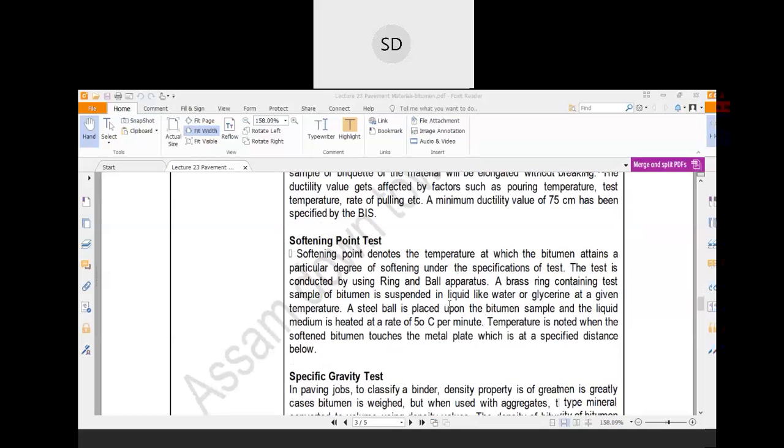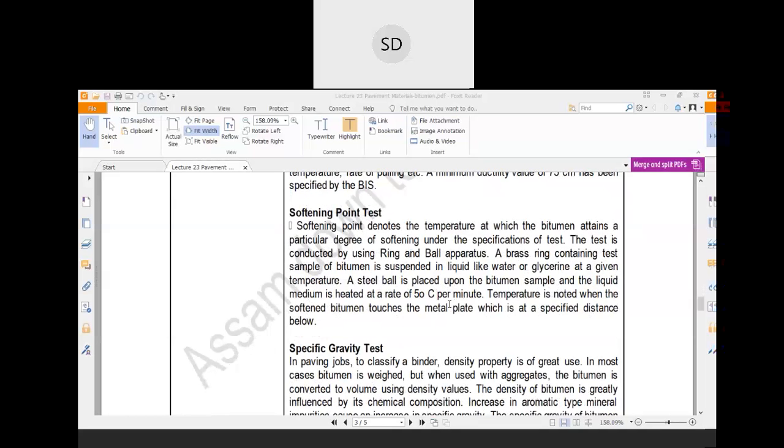Now another test is there that is called the softening point test, that is also very important. As the name suggests, the softening point test is the test to find out the temperature when the bitumen content softens. That test is also important because until the bitumen content softens, you do not know where this type of bitumen has to be used.